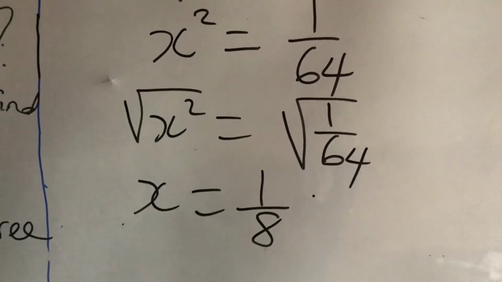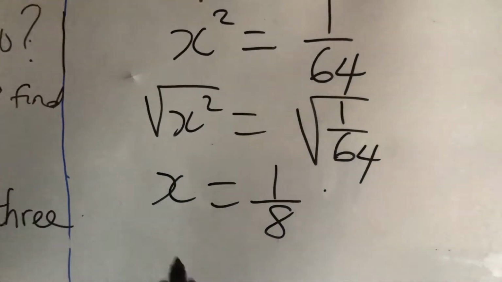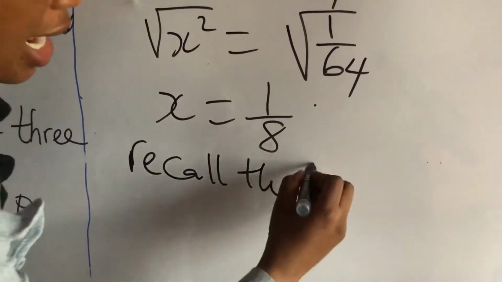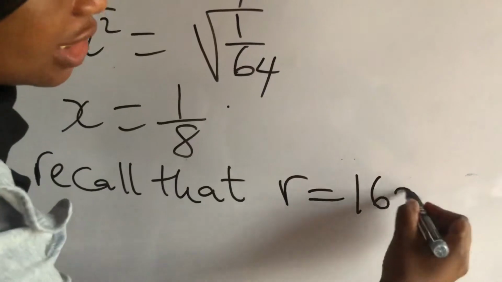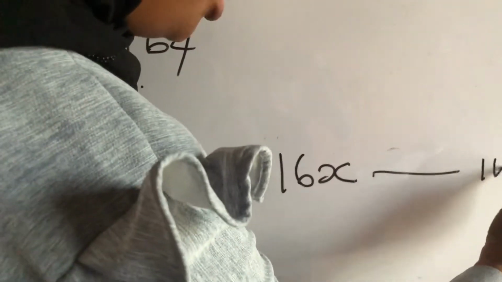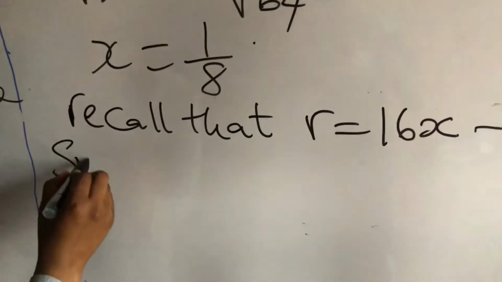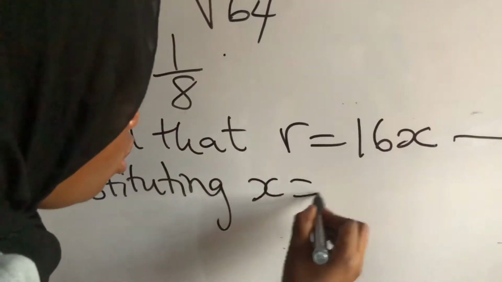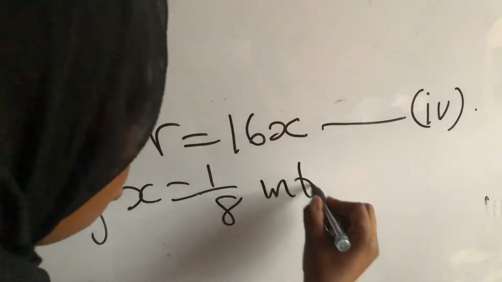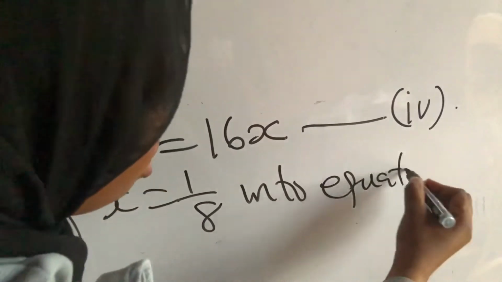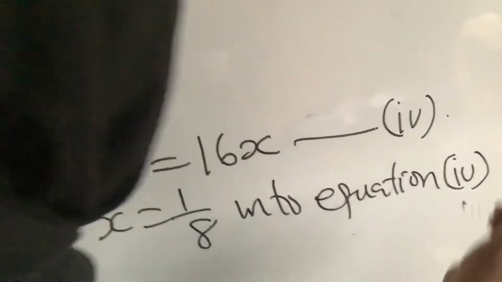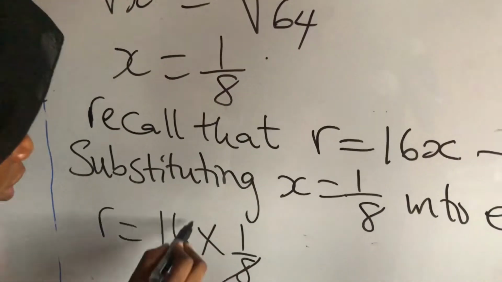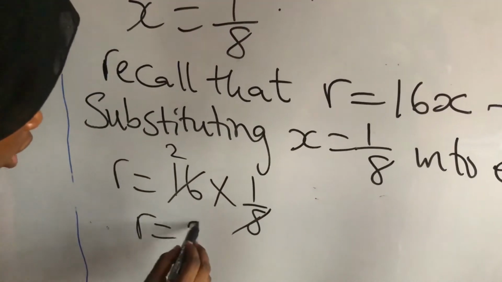So we have known the value of x. Now we can find the real value of r. Recall that r is equal to 16x, which we label equation 4. So from here, substituting x is equal to 1 over 8 into equation 4 gives the following. r is equal to 16 multiplied by 1 over 8. 8 here 1, 8 here 2. So the common ratio is equal to 2.